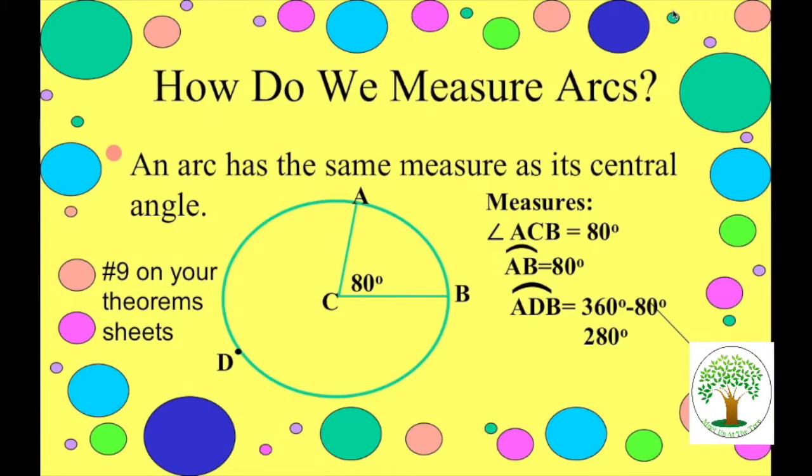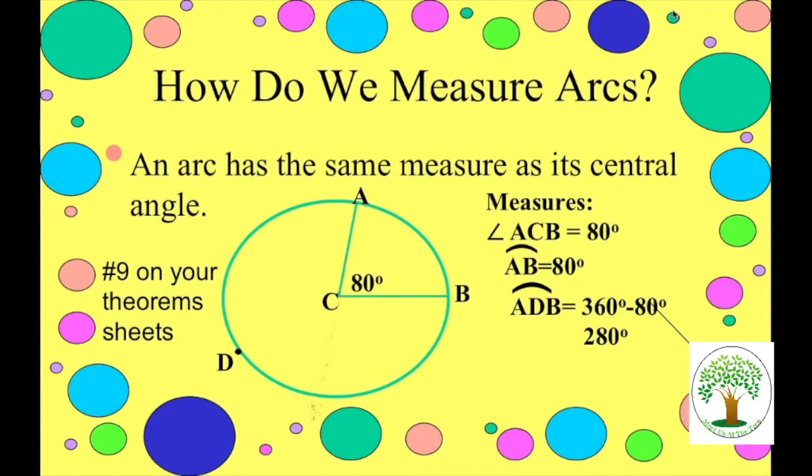How did I get this one back here? Why did I subtract from 360? Because 360 is a full circle, so if I wanted you to tell me the major arc's measure, I would subtract it from 360. Are you with me so far?